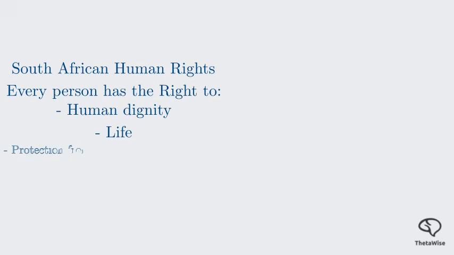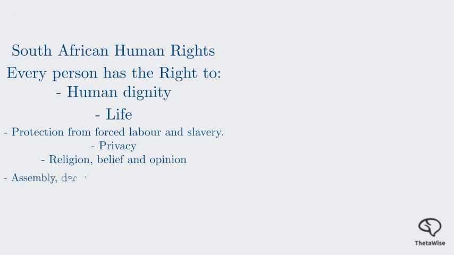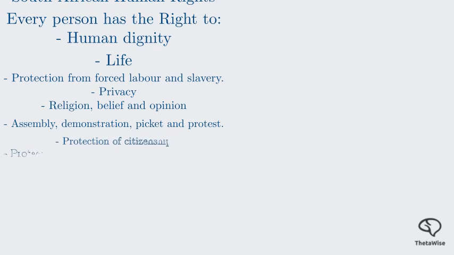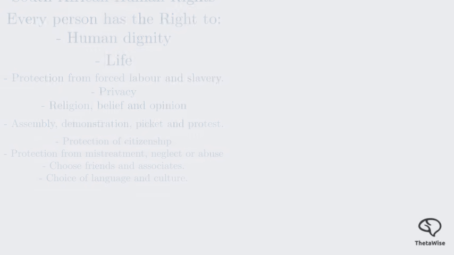Other important rights include protection from forced labor and slavery, the right to privacy, and the freedom of religion, belief, and opinion. Our Constitution also protects the right to assemble, demonstrate, picket, and protest peacefully. This is how we can raise our voices for what we believe in. We also have the right to citizenship, protection from mistreatment and abuse, and the freedom to choose our friends, language, and culture. These rights are the foundation of a fair and just society. Understanding them is the first step towards upholding them.